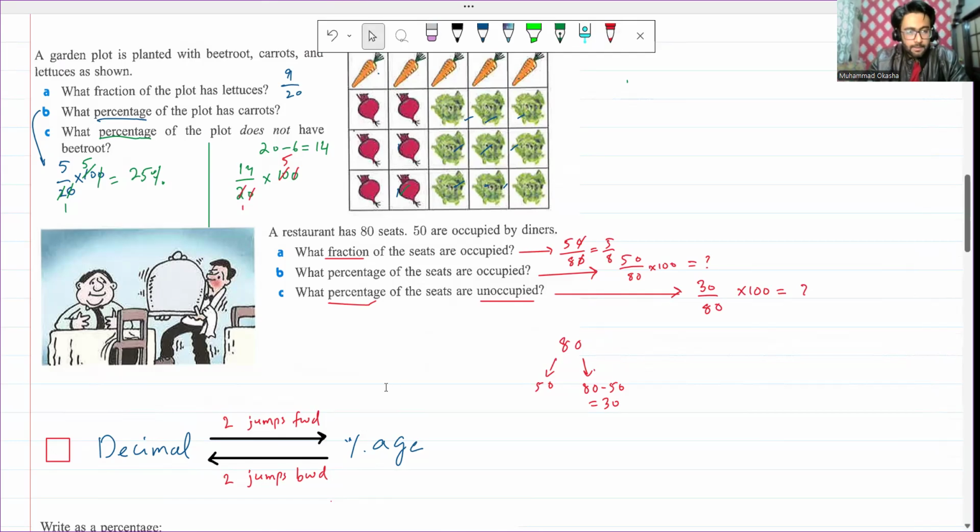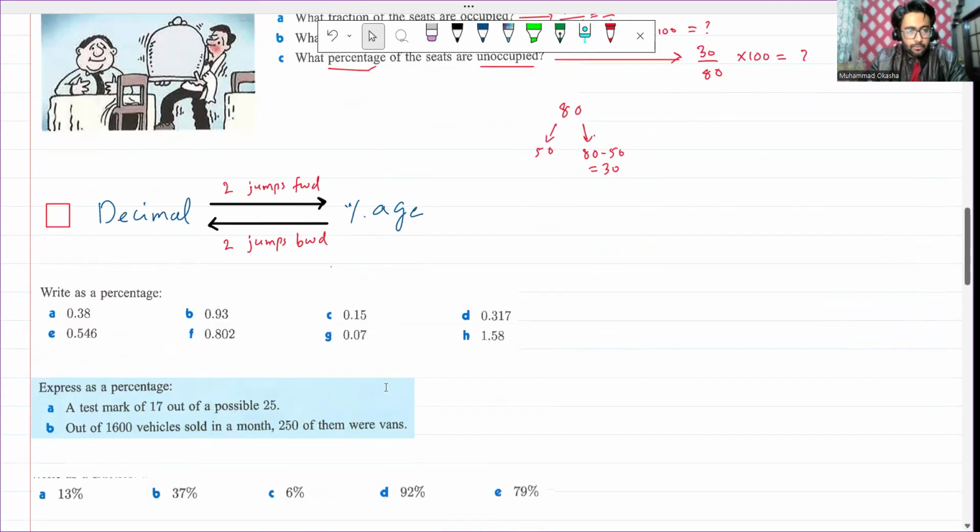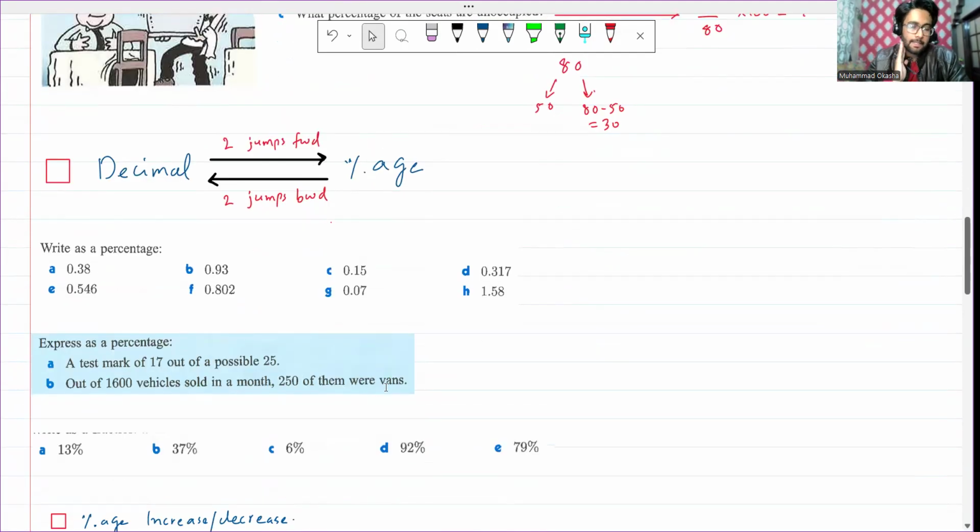So that's that. Now we'll look at how to interconvert between fraction, decimal and percentage. So if you're given a decimal, how are you going to convert it into a percentage? And if you're given a percentage, how are you going to convert it into a decimal? The simple rule is 2 jumps forward and 2 jumps backward. So if it's a decimal and you want to convert it into a percentage, take the decimal point where it is and give it 2 jumps forward.